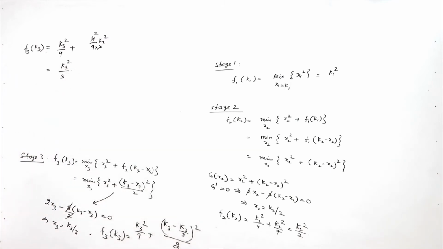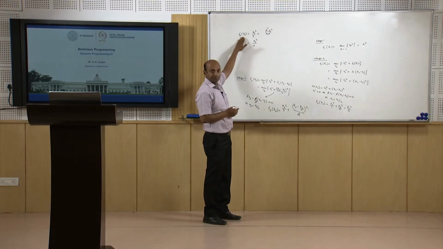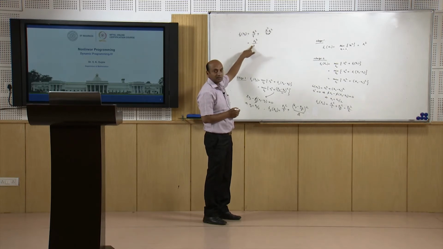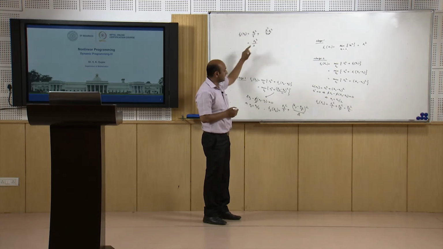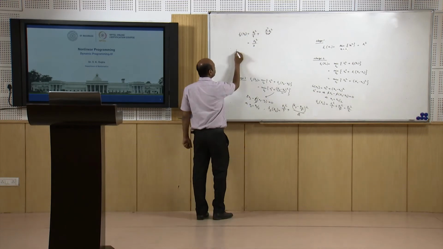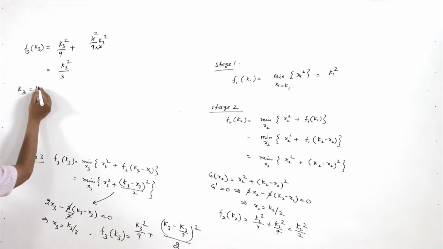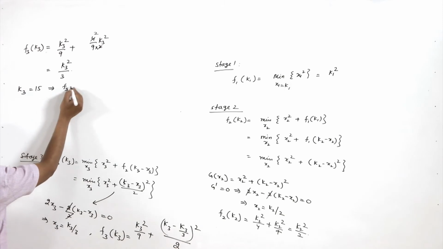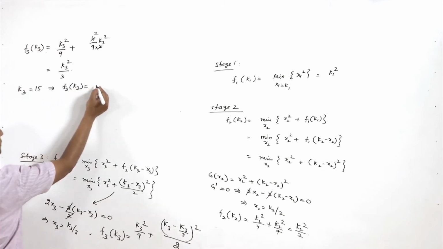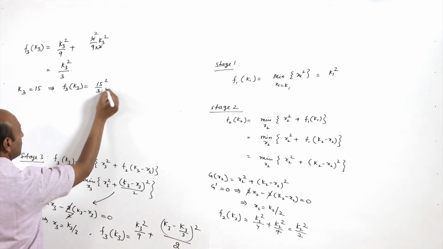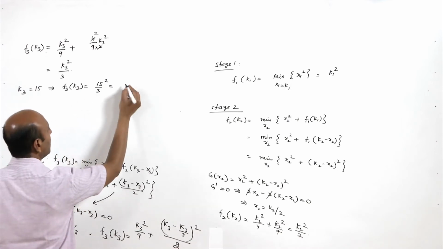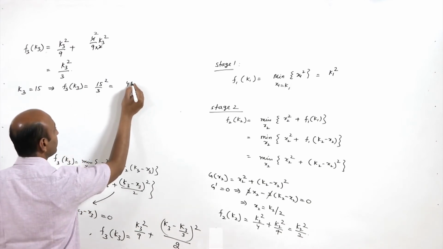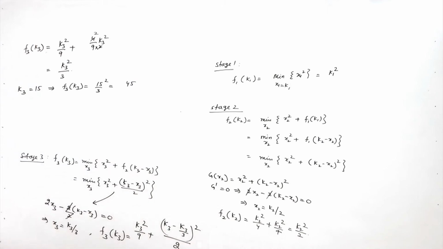Now what is k3? So this is the minimum value of this objective function z. Now what is k3? k3 is 15. So this implies f3 k3 will be 15 square upon 3, which is 45. So, this is the minimum value of the objective function.